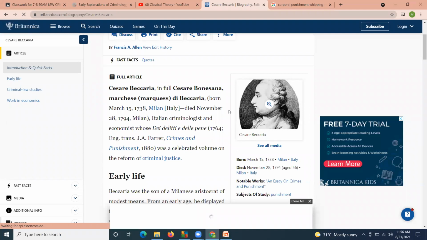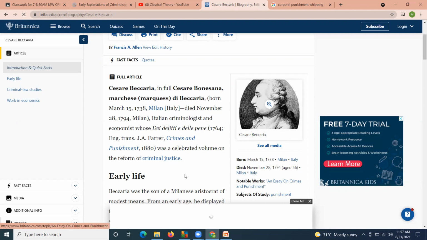Okay, so Cesare Beccaria, or his full name is Cesare Bonesana, Marchese di Beccaria, was born on March 15, 1738, and he died on November 28, 1794, in Milan. So he is an Italian criminologist and also an economist.